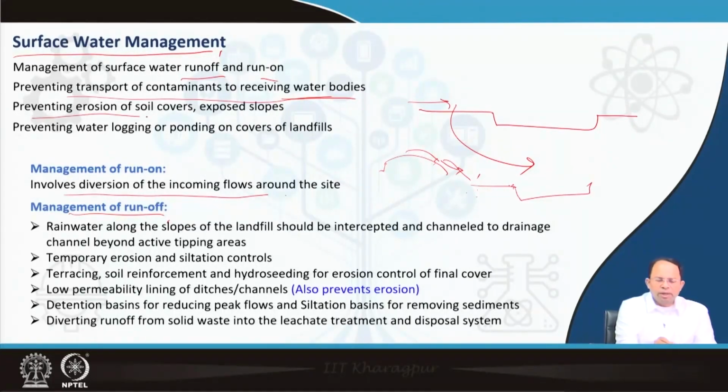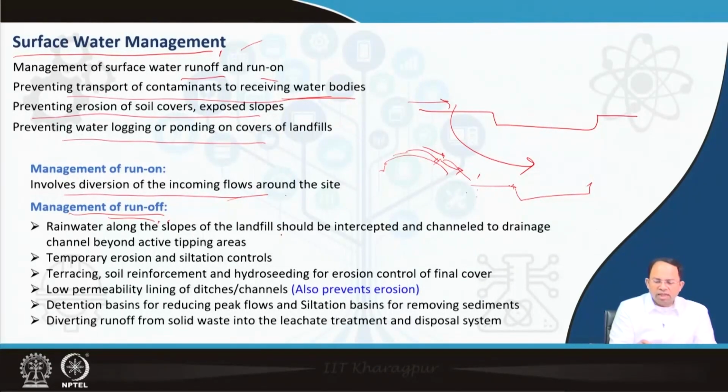We also need to prevent erosion of soil covers and exposed slopes. That means the water will travel along the slope of the landfill site. So we need to prevent erosion, and we also need to prevent waterlogging or ponding on the top cover of the landfill site. These are the primary goals of surface water management. We are not talking about the water which infiltrates inside; there we have to control it by the leachate management system. This is the water which flows over the site, right? First of all, we will prevent water from flowing onto the site, but the water that falls on the site we have to take off the site, of course. That is what we are concerned about, and that is how we manage the runoff.